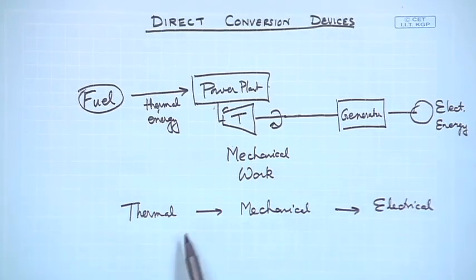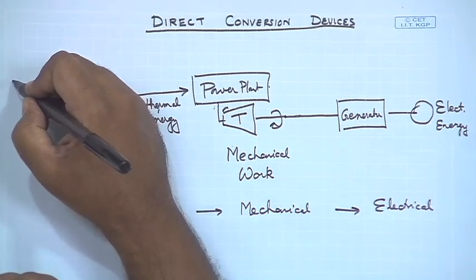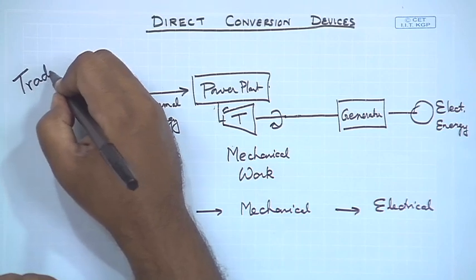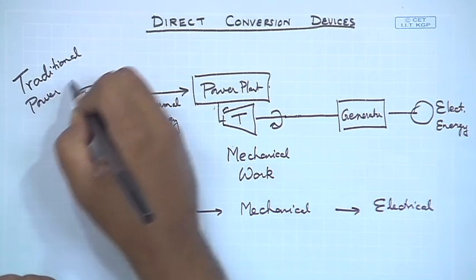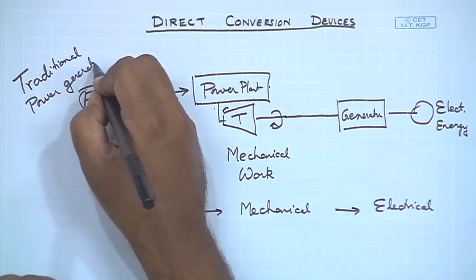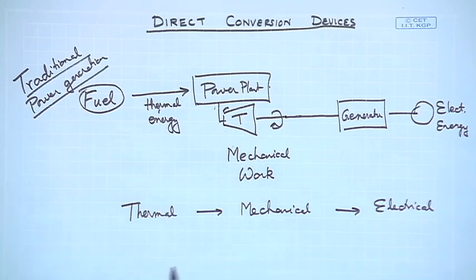In the process we are having a lot of equipment, like boilers, turbines, etc. in the power plant, in this conversion from thermal to mechanical, and then again we have a generator from mechanical to electrical. So, this is what we call traditional power generation, from fuel.